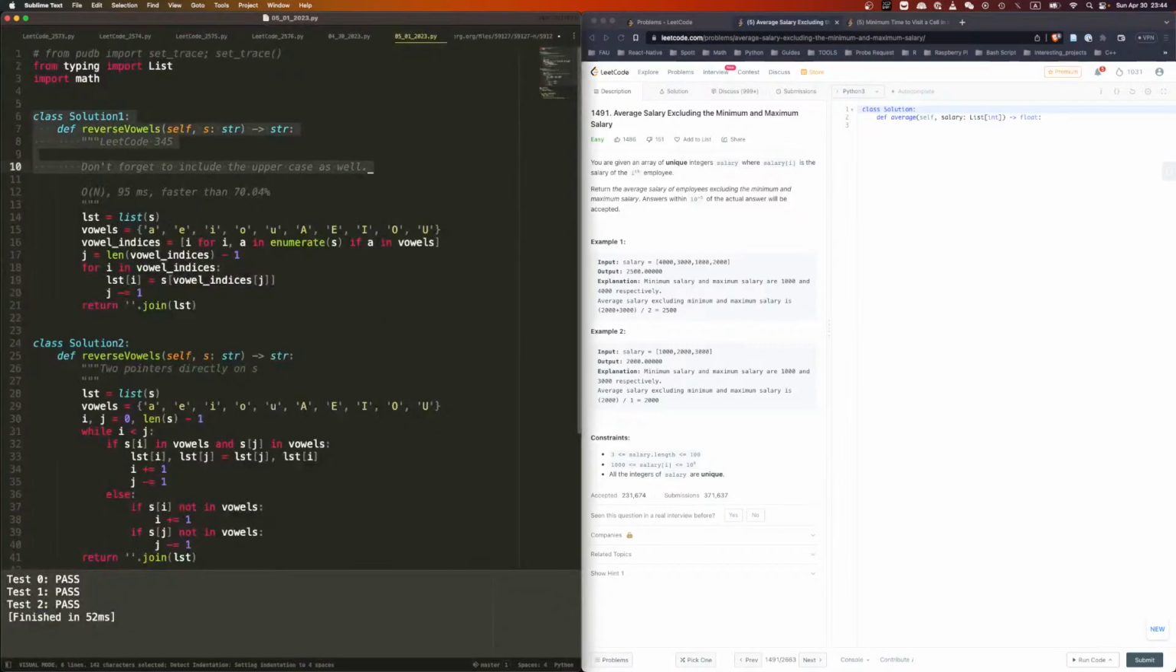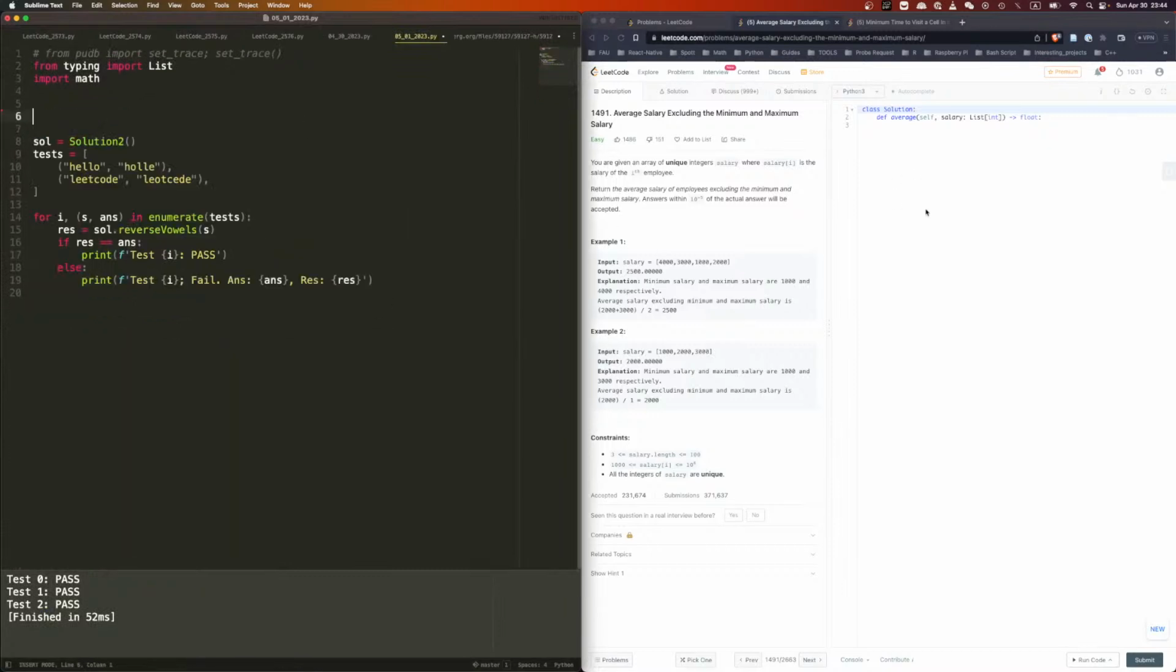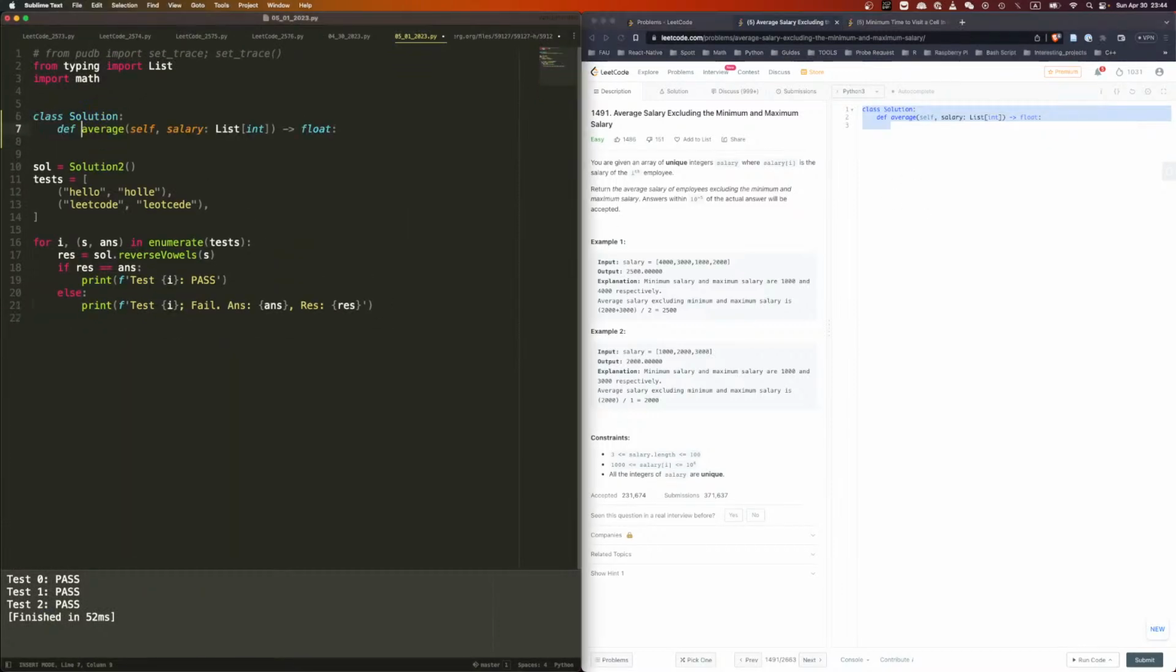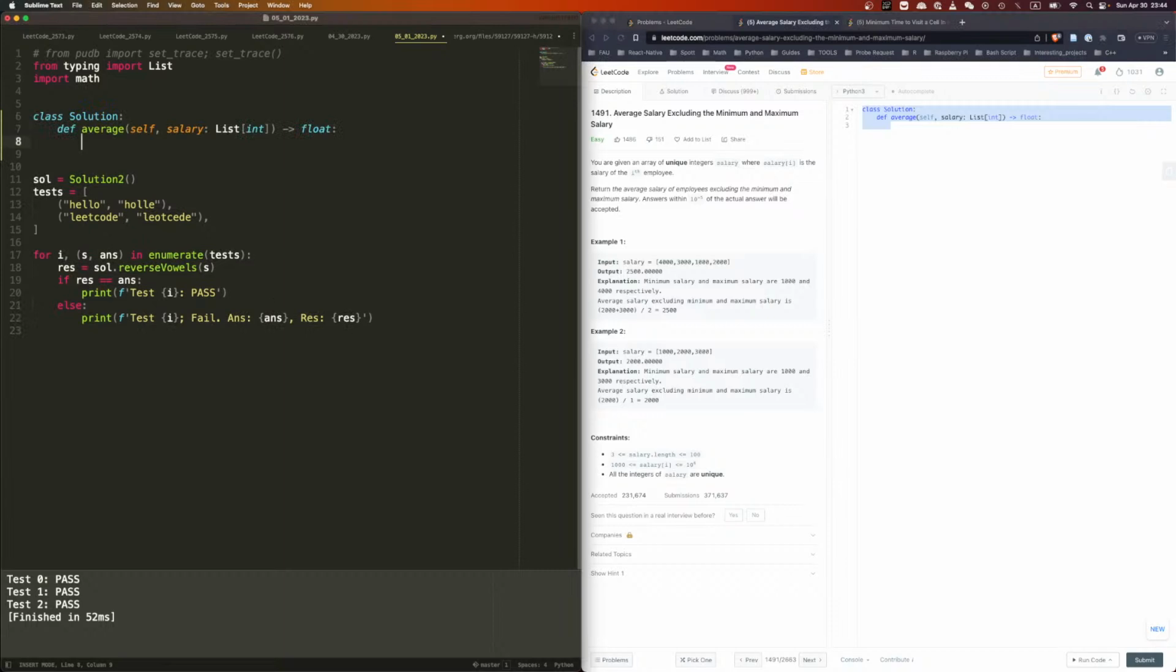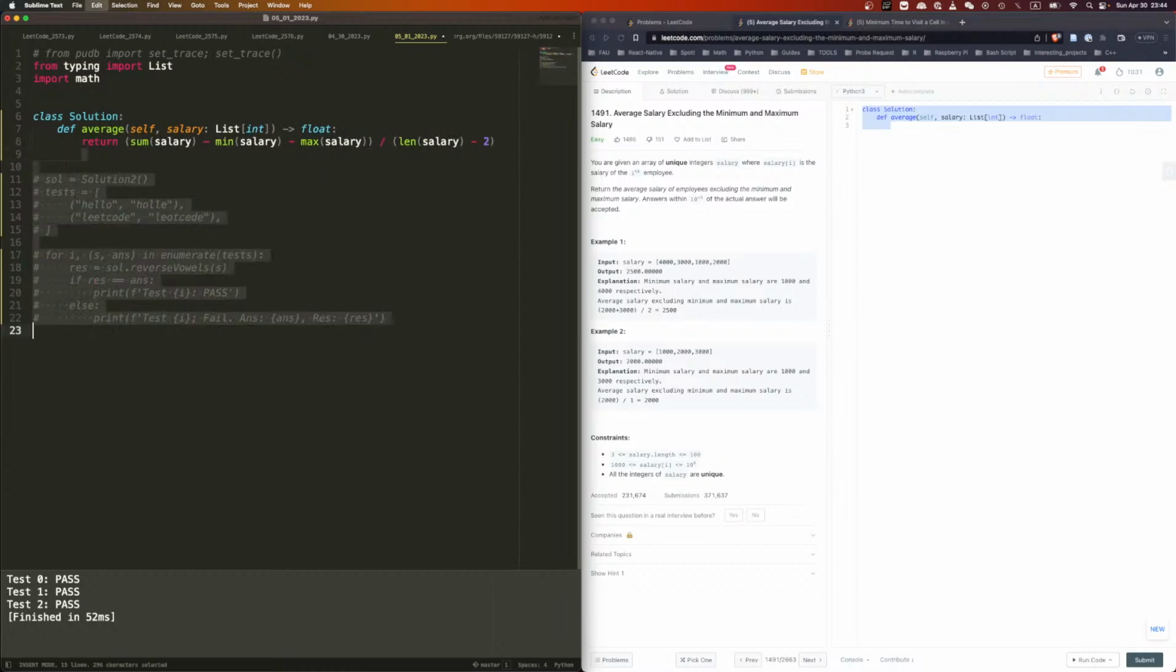Okay, so now we're not going to sort. All we need to do is sum the salary, minus the min salary, minus the max salary, and we'll divide it by the length of salary minus 2. That shall work.